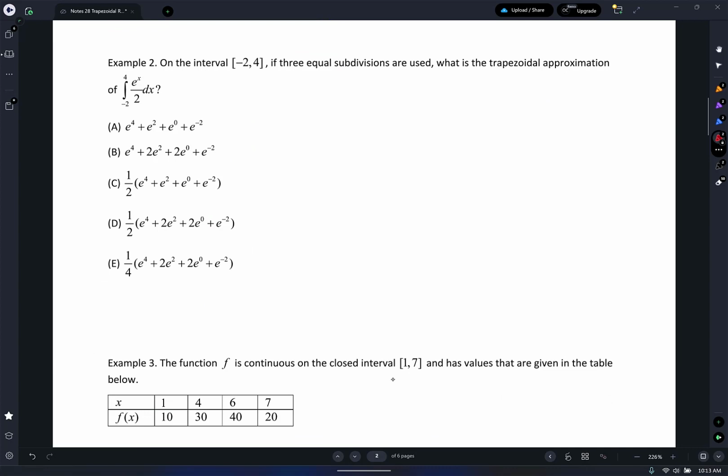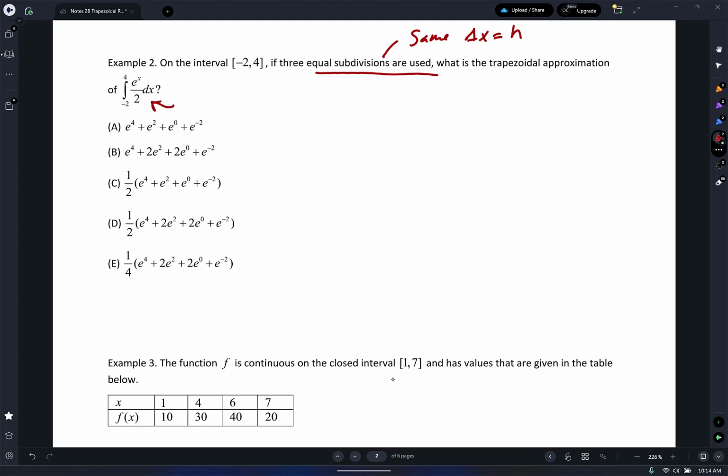Here we go, guys. Example 2, and we're gonna go slow. On the interval -2 to 4, if 3 equal subdivisions are used, so that means they all have the same delta x. That's what that means. So same delta x, which means that's going to be my height for this trapezoid because it's standing up. If you want to call the trapezoid standing up. What is the trapezoidal approximation of this?